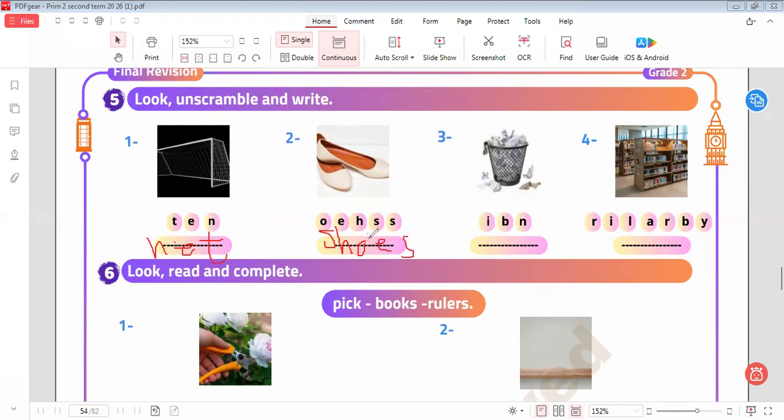Shoes. Here we have shoes. We have here pin. We have here library. We have here library, pin, shoes, and net. Let's go to another one here.